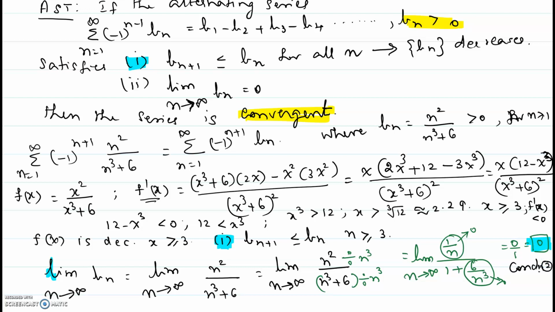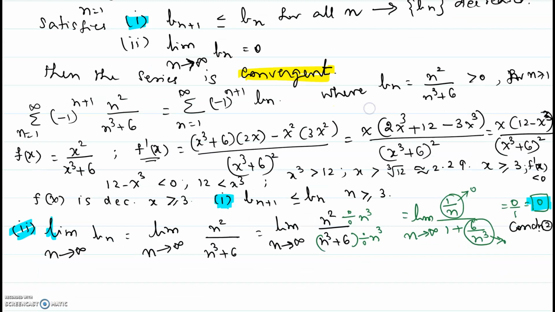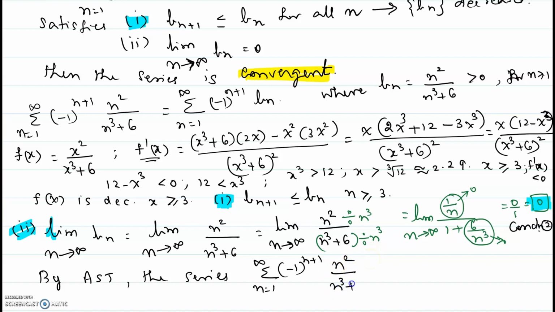So we established condition 1, and we also established condition 2. So by the alternating series test, the given series converges: negative 1 to the power of n plus 1 times n square over n cube plus 6, this alternating series converges. This is the conclusion part.